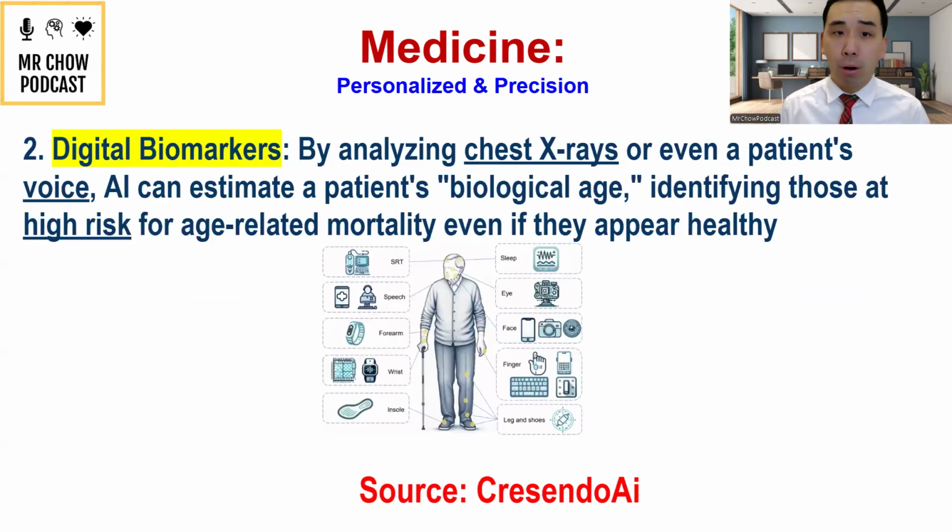There are digital biomarkers. So when you analyze chest X-rays or even a patient's voice, you can estimate a patient's biological age, identifying those at high risk, age, mortality, etc. So here are a lot of the other digital biomarkers that you could collect to analyze.